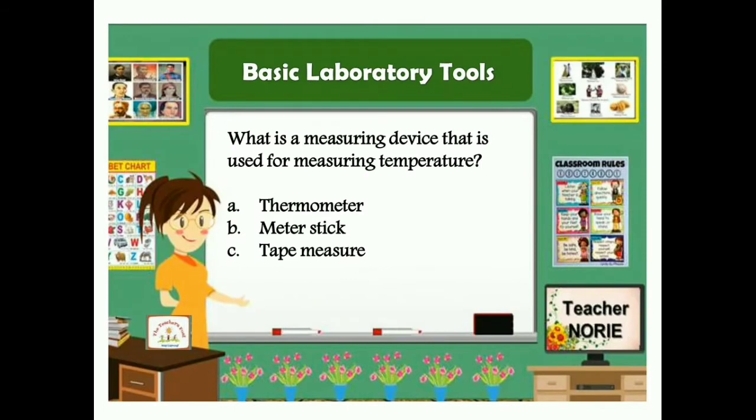What is a measuring device that is used for measuring temperature? A. Thermometer. B. Meter stick. C. Tape measure.